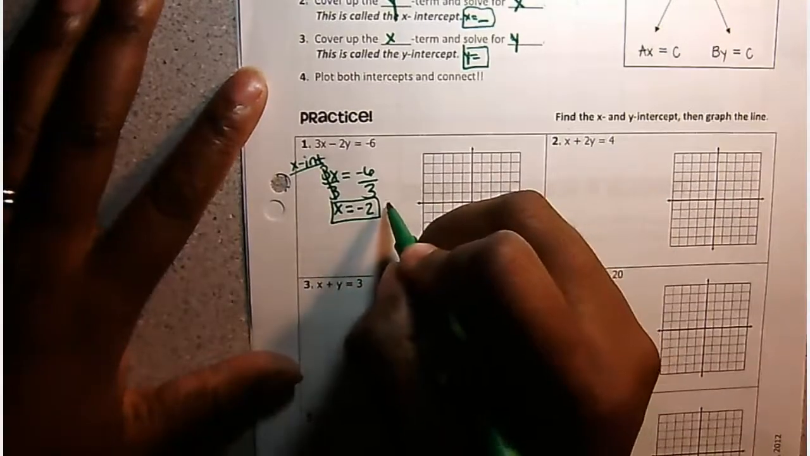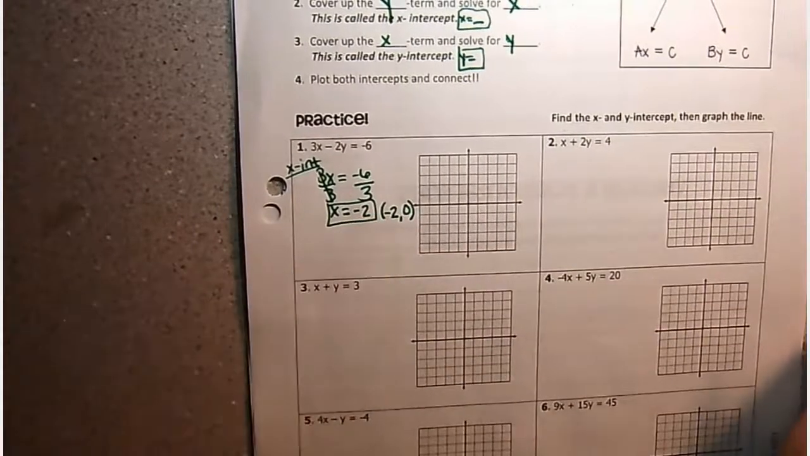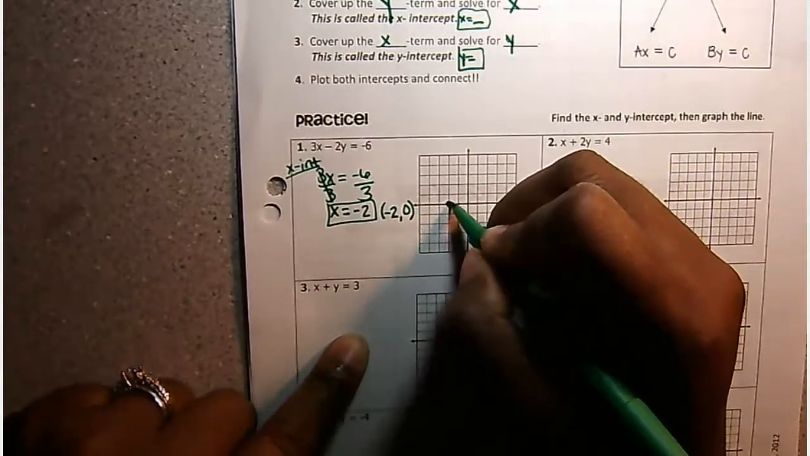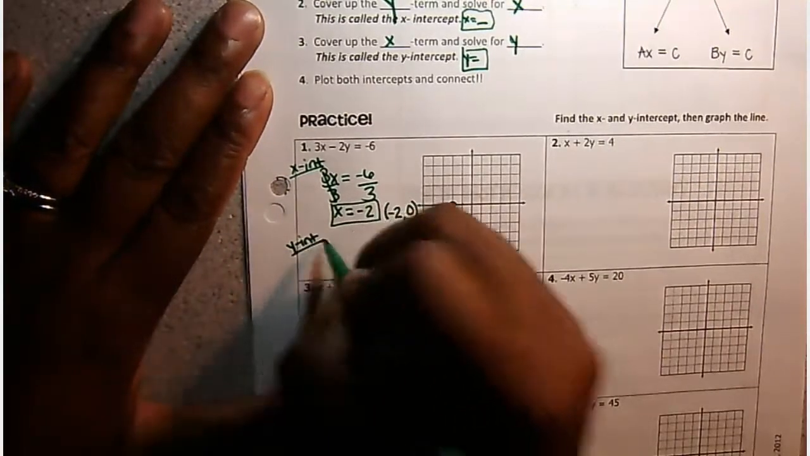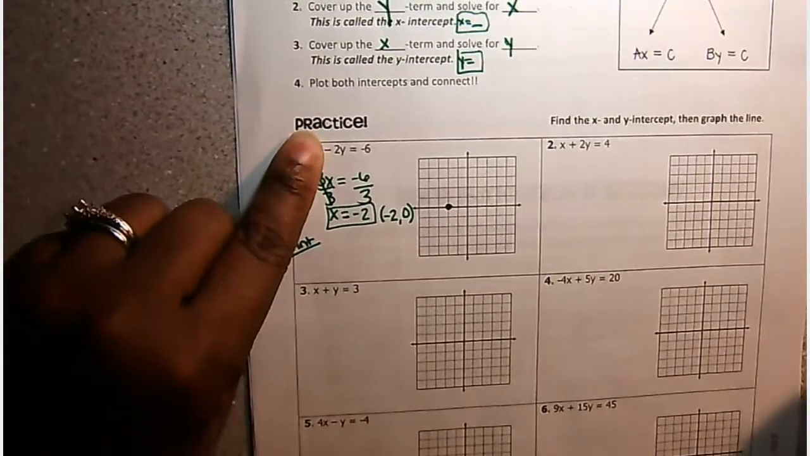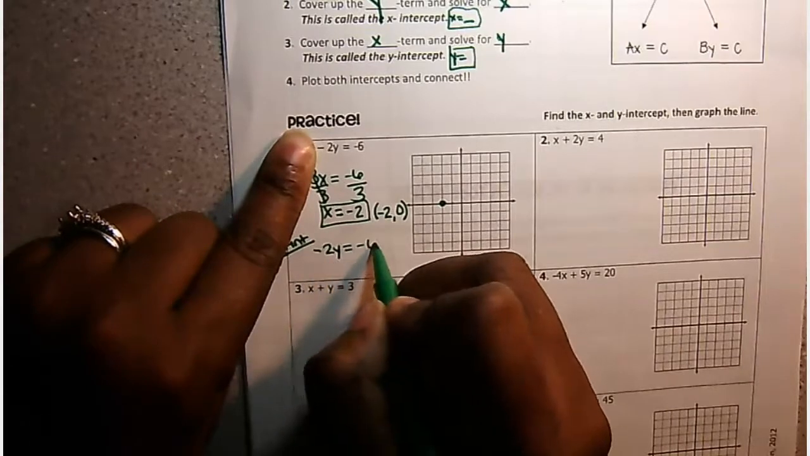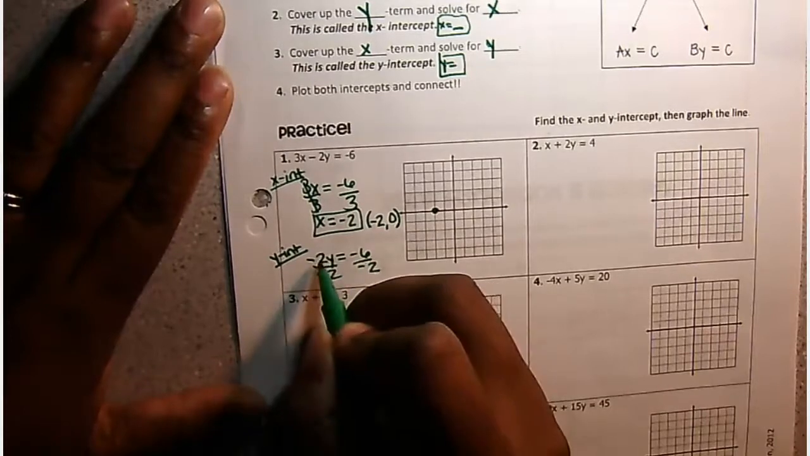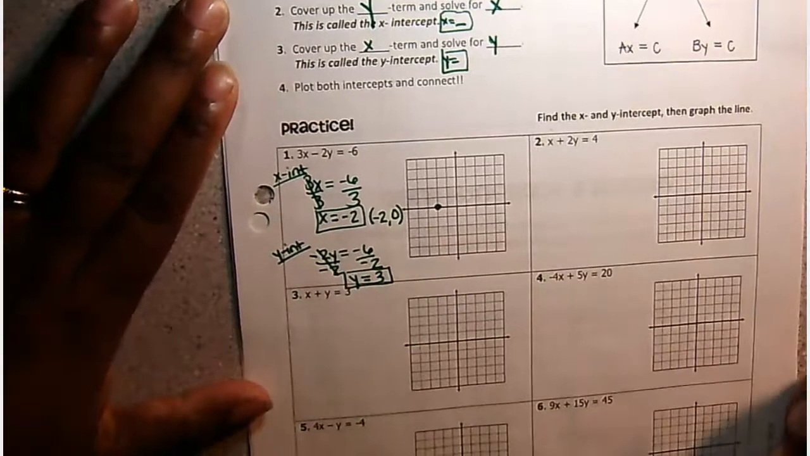Okay, when I get x equals negative 2, my x is negative 2, but for the x-intercept, the y is 0. And so that's my first plot. Negative 2 and 0 is my x-intercept. Okay, for my y-intercept, I'm going to do the very opposite. I am going to cover up the x term, or plug in 0 for x, which cancels it, same thing. And then I'm going to solve for y. Negative 2y equals negative 6 is what I'm left with. I am going to divide by my coefficient in front of y, which is negative 2, and y equals positive 3, which is my y-intercept.